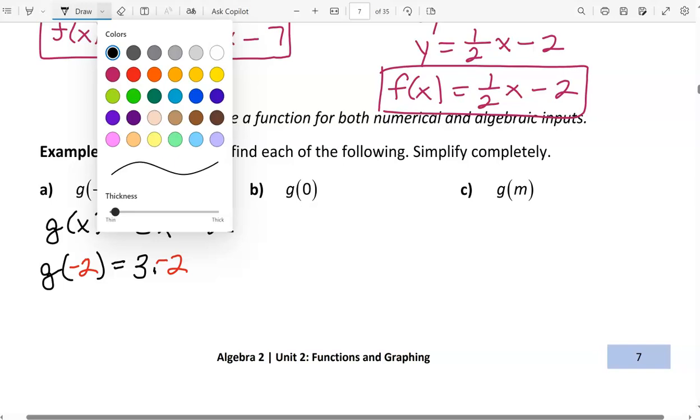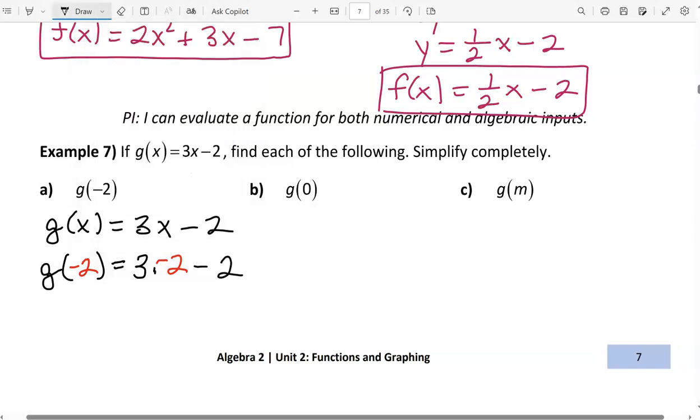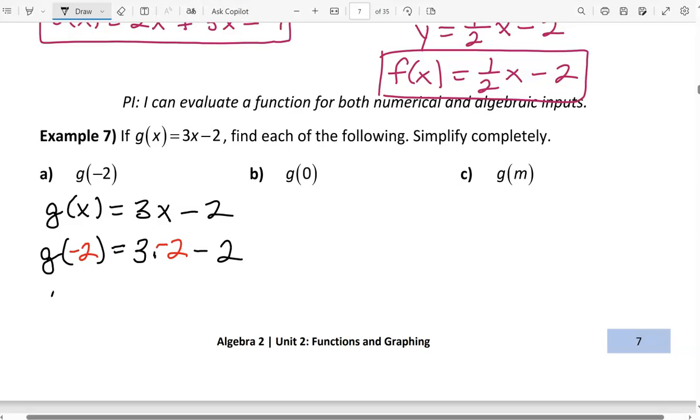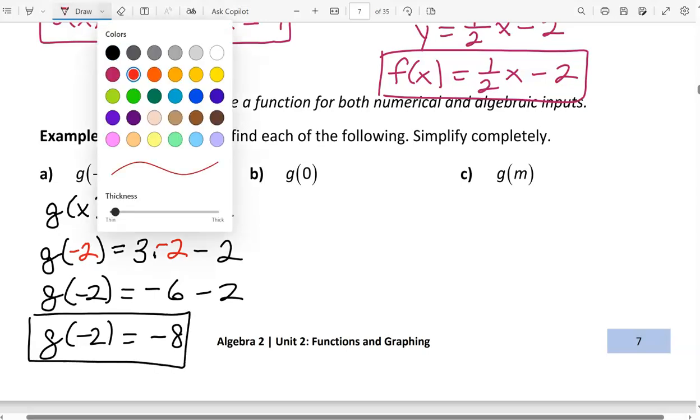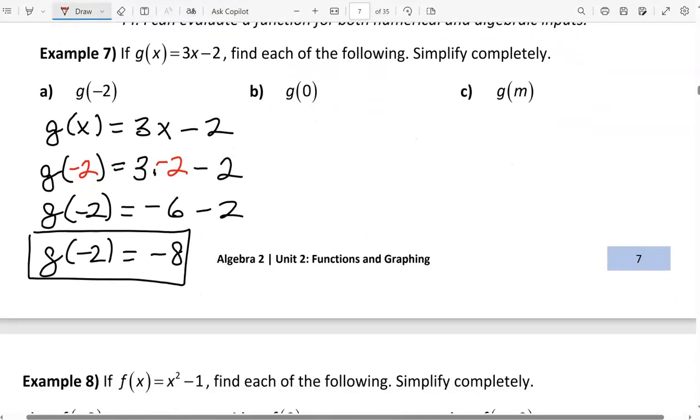So g of negative 2 is equal to 3 times negative 2 minus 2. And now we just need to do the rest of the arithmetic. g of negative 2 is negative 6 minus 2, and g of negative 2 is equal to negative 8. That's our final answer. And it doesn't mean multiplication, so we're not going to divide through by negative 2. What it points out here is that negative 2 is our x value, and negative 8 is the output for the function, which is our y value.